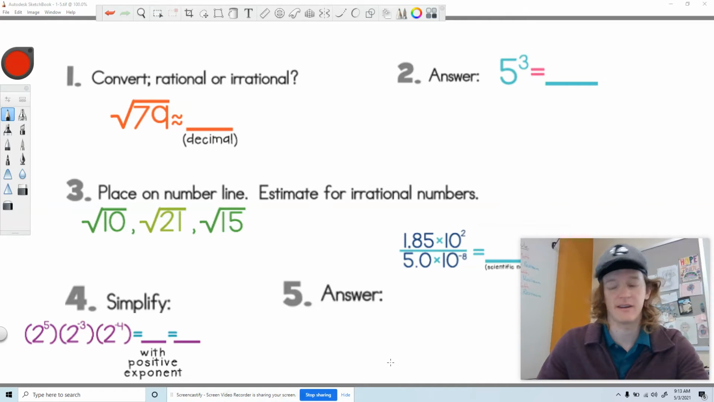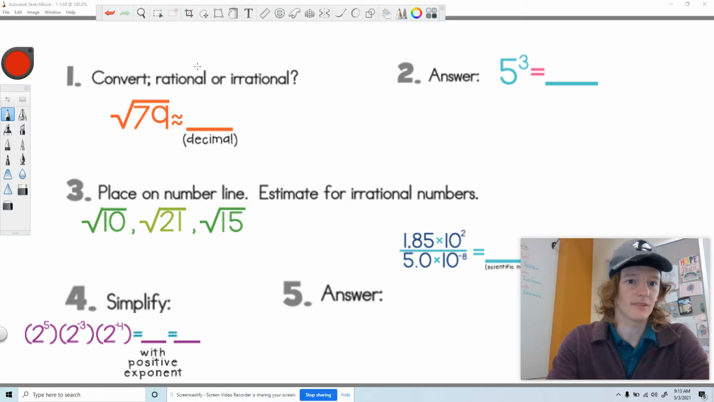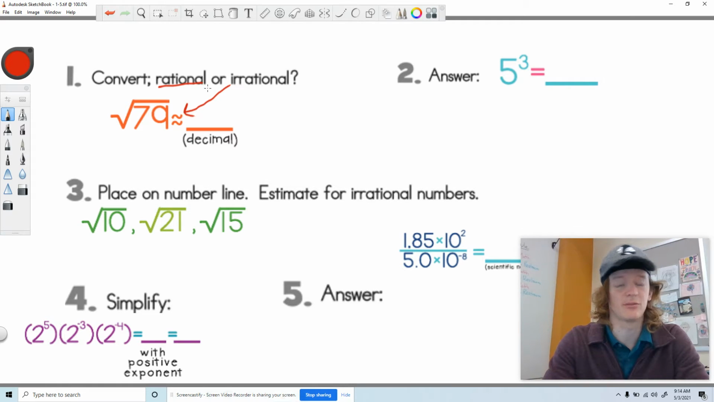All right, number one, we have to decide, is this rational or irrational? It's a square root, so is it a perfect square or is it not? Well, your dead giveaway here is the squiggly equal sign, which means approximately. So this is not going to be rational. Square root of 79, we need to approximate what this is.